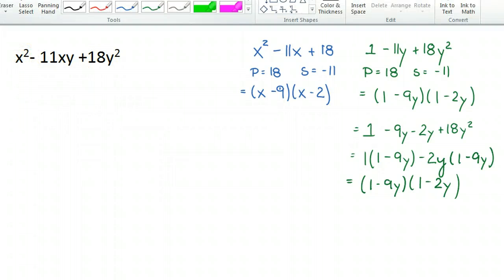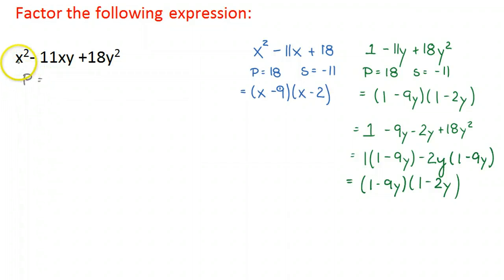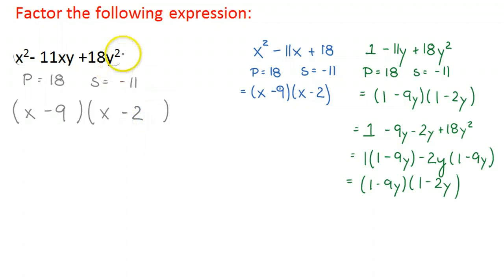So in this question, my product is going to be 1 times 18, which is 18, and my sum is going to be negative 11. So we know those two numbers are going to be minus 9 and minus 2. Now we see that this expression leads with an x squared, so the only two things to multiply together to give me x squared is x and x. But the tricky part is that we have a y squared, and since the b term has an xy, all that means is we just do that, and we're done.